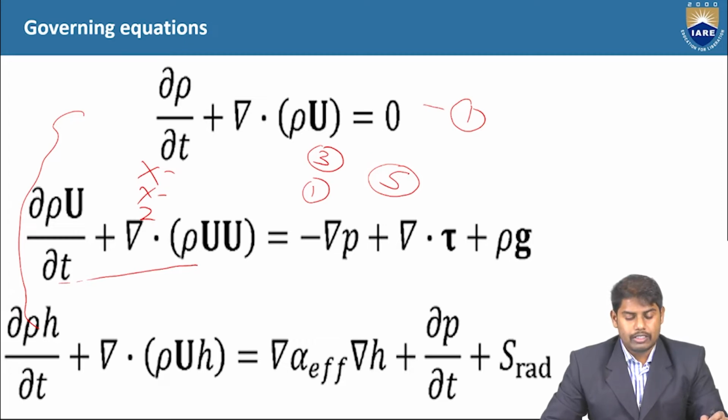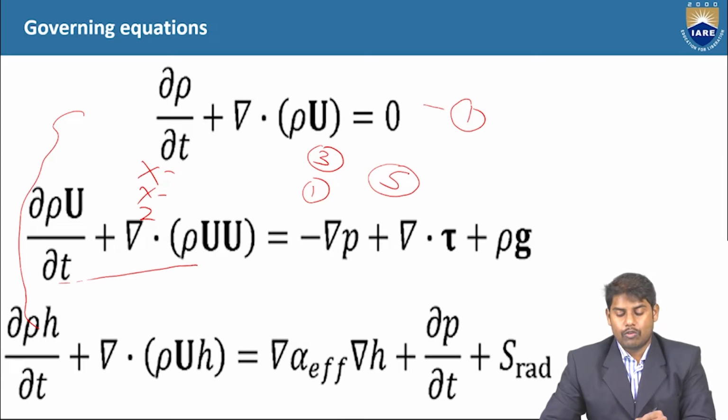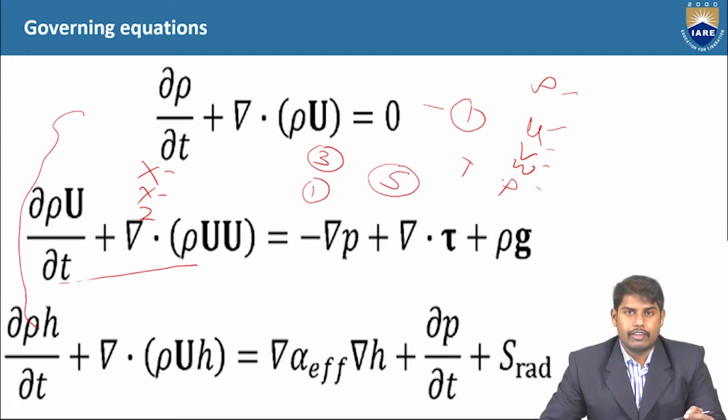But the problem is that we have only 5 equations, but more parameters. Let's say, what are the fluid properties we have? Density, u velocity, v velocity, w velocity, pressure, and temperature. You can see you have 6 variables: 1, 2, 3, 4, 5, 6. But you have only 5 equations.